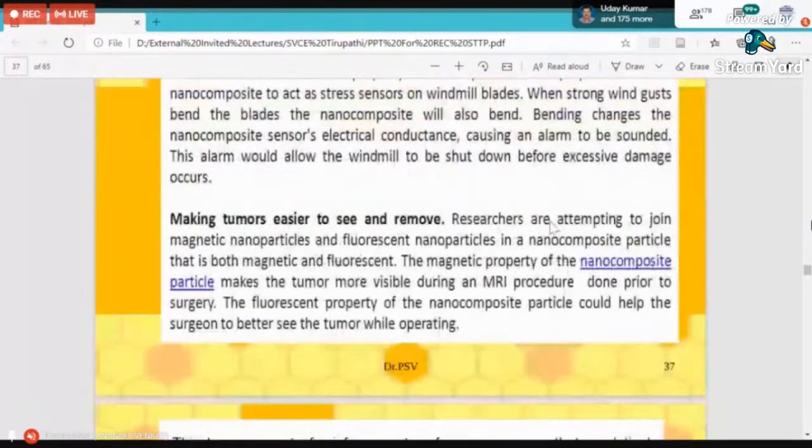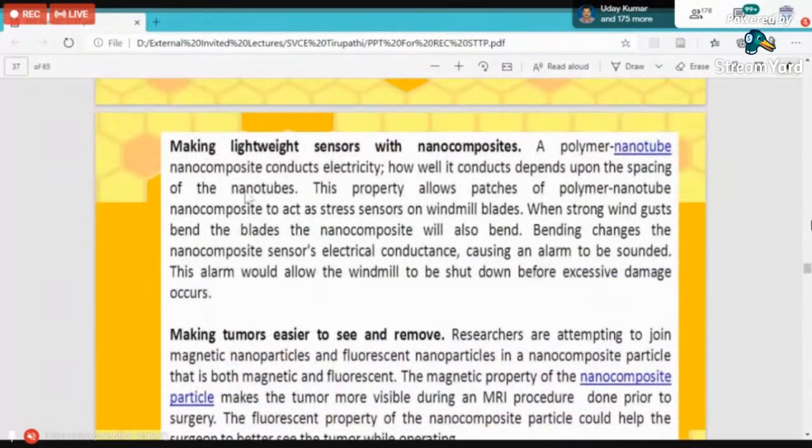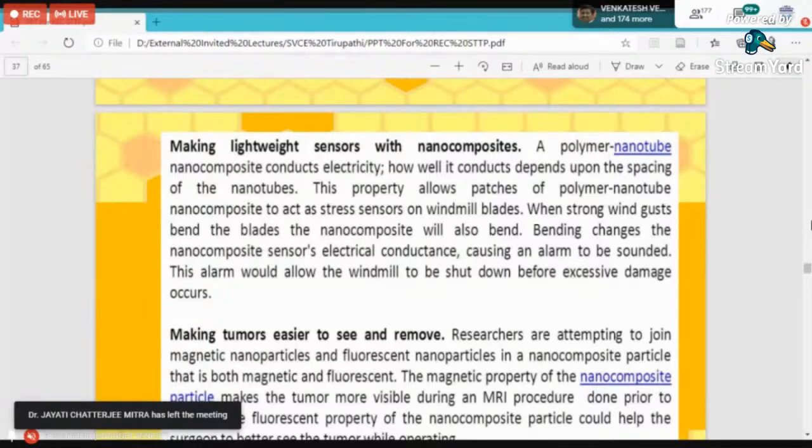Then I have elaborated widely on the lightweight sensors with the nanocomposites. You can use the lightweight sensors in present-technology cars, like Lamborghini cars, which use 1,300 and more sensors inside. These sensors are very, very small in size, and they are used with nanoparticles. So nanoparticles have very extensive uses as far as sensors are concerned.